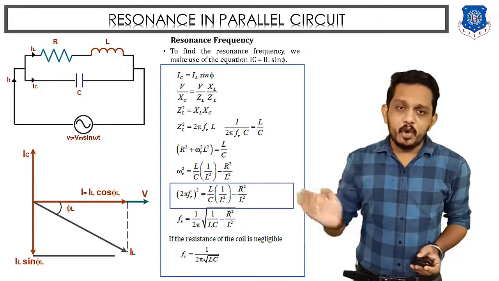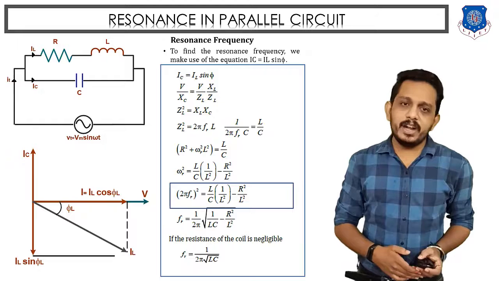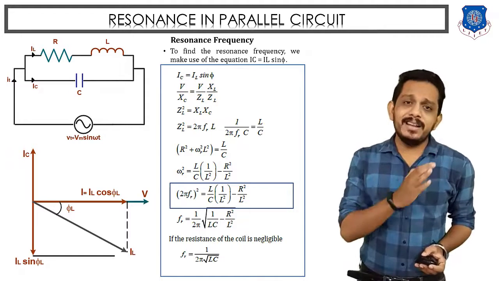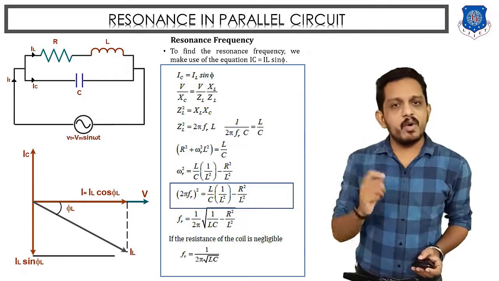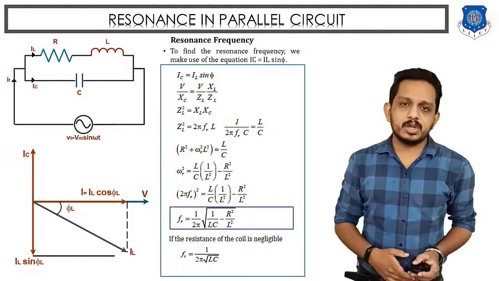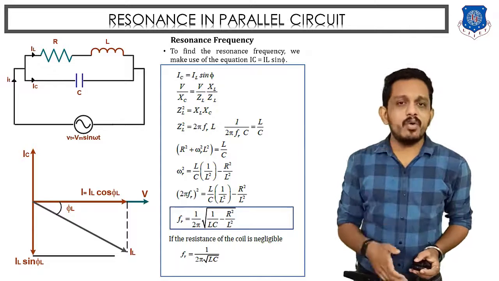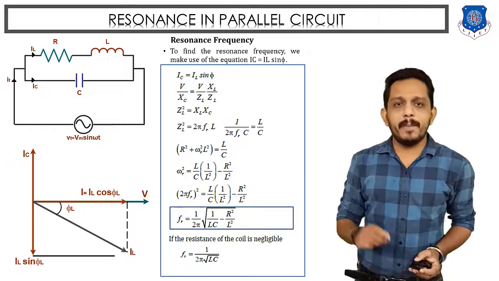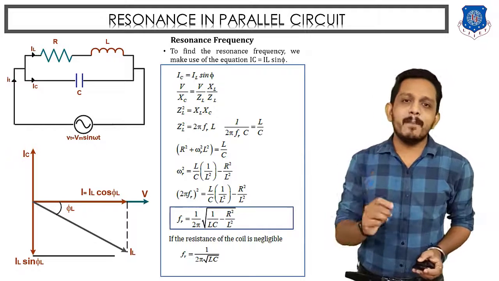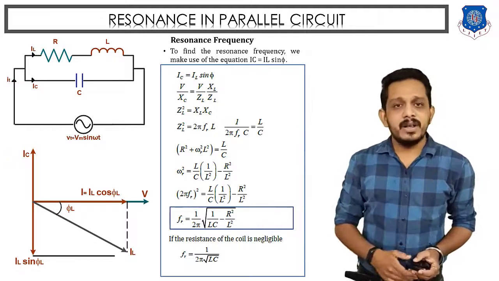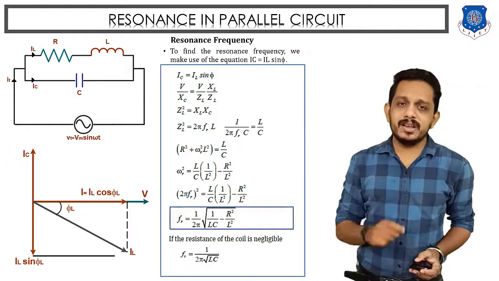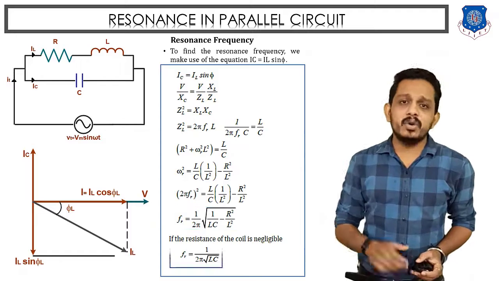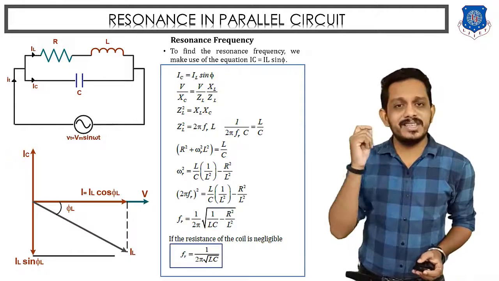If you take 2 pi square to the other side, then F square is equal to 1 upon 2 pi square, and in brackets it will be 1 upon LC minus R square by L square. And if you take the square root of this equation, then F is equal to 1 upon 2 pi under root 1 upon LC minus R square by L square. So this equation is known as the equation of resonance frequency in any type of parallel circuit. So this was the resonance frequency equation.